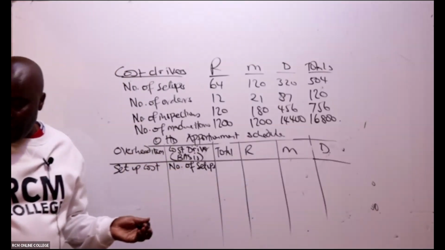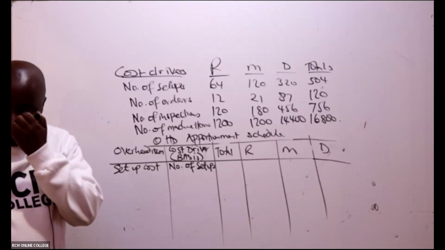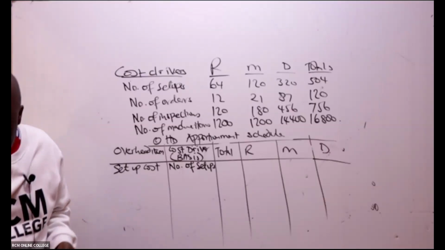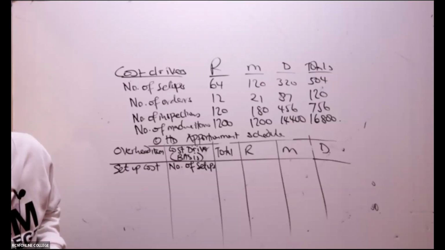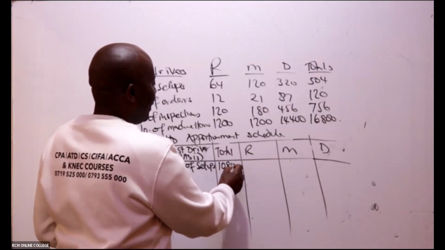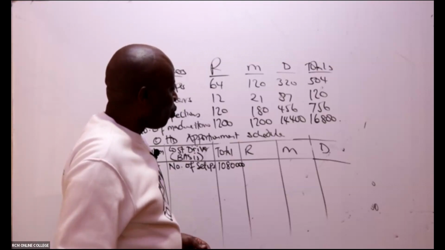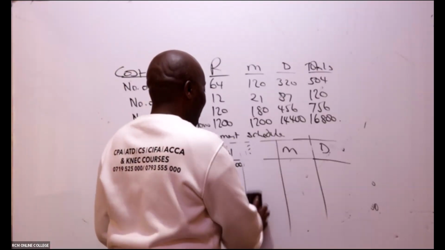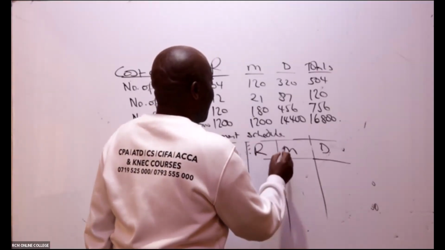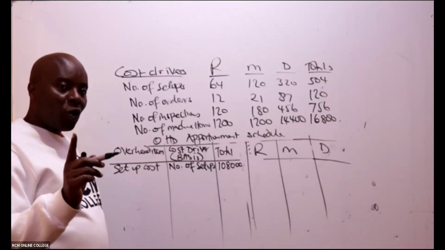I rubbed my total figure, which fortunately I have my own children here who can give me the figure. The total figure I'm being told, ladies and gentlemen, is supposed to be 10,080,000. Now, in terms of apportioning this figure to R, M and D, you have two ways, and both of them are correct.